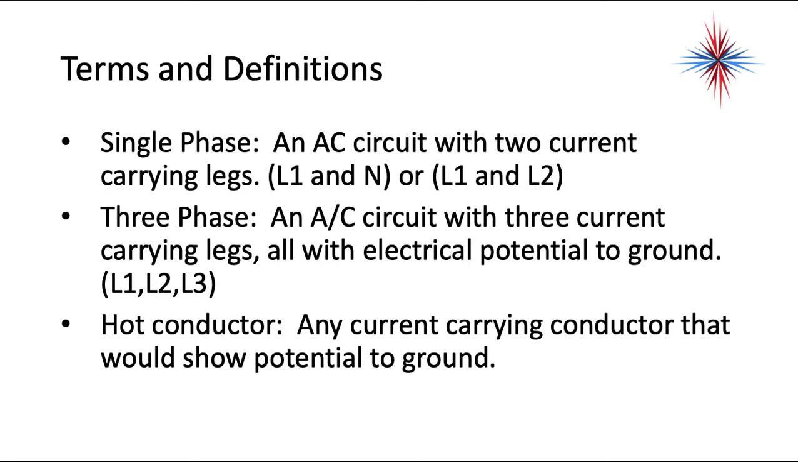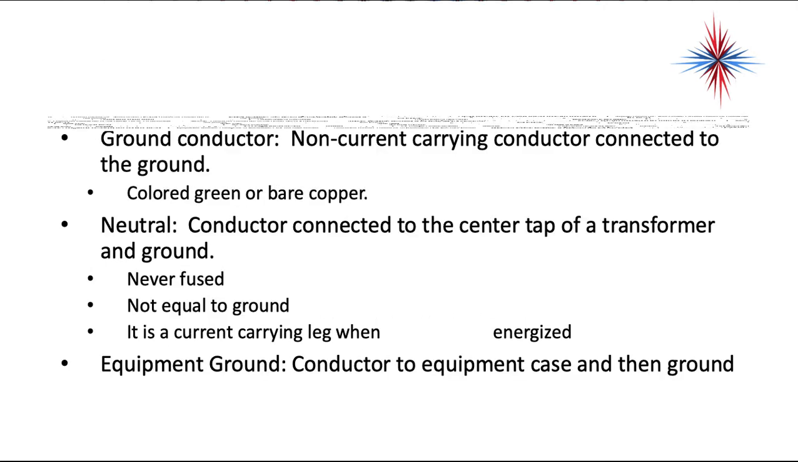Hot conductor is any current carrying conductor that would show a potential to ground. In other words, if you take one meter lead and put it on a conductor and one meter lead and put it on ground, you will have a potential. You'll show voltage. Ground conductor, it's a non-current carrying conductor connected to ground. Could be colored green or it could be bare copper.